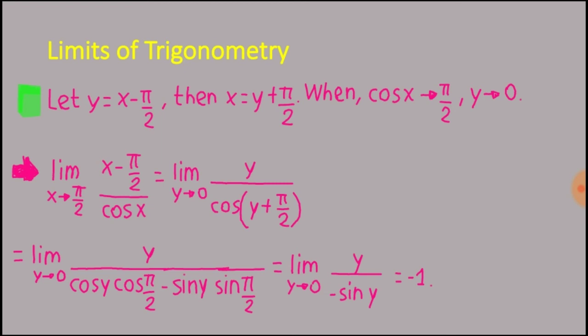Limit y approaches to 0, y over cos of y plus pi over 2. Limit y approaches to 0, y over cos y cos pi over 2 minus sine y times sine pi over 2. Limit of y approaches to 0, y over minus sine y. 0 over 0 to determine, it becomes minus 1. This is all about for learning to discover about that.